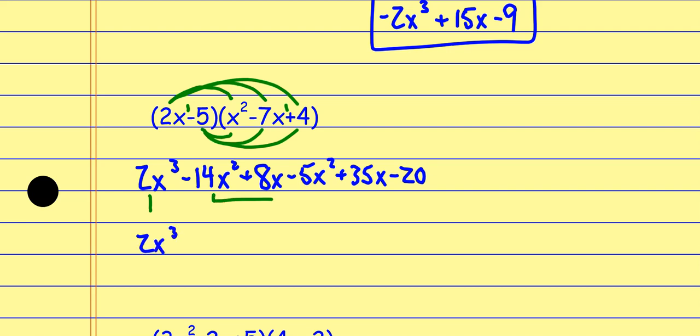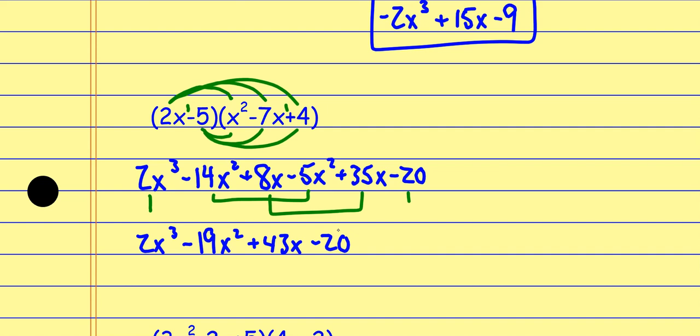The x squareds, these are like terms, so that's a negative 19x squared. These guys are like terms, so that's a plus 43x. And then this guy doesn't have a like term, that's a minus 20.